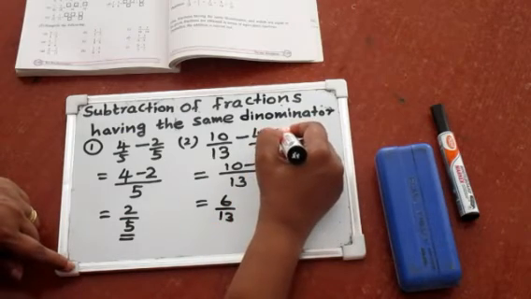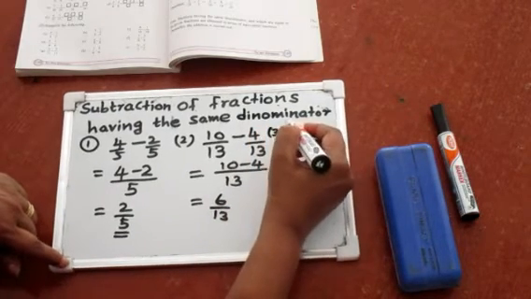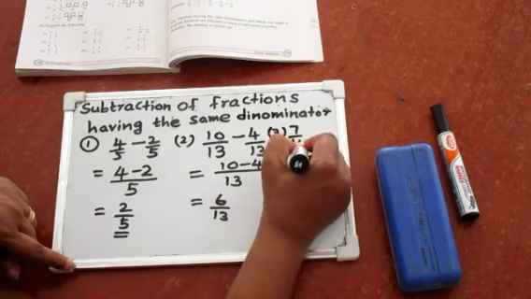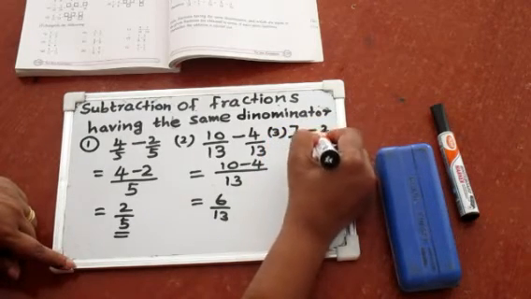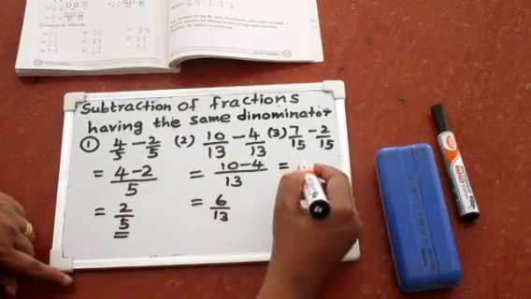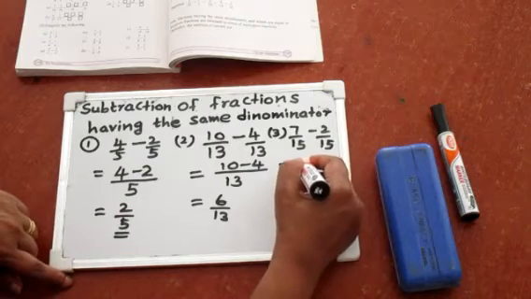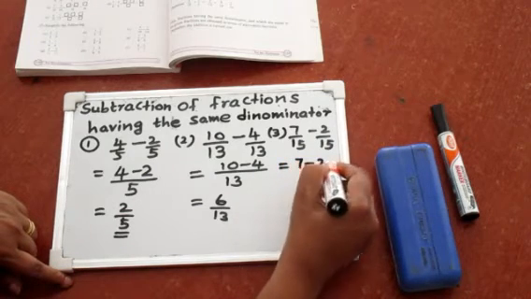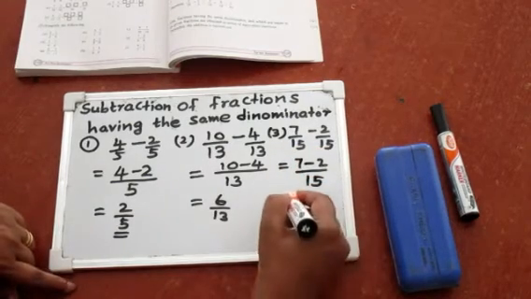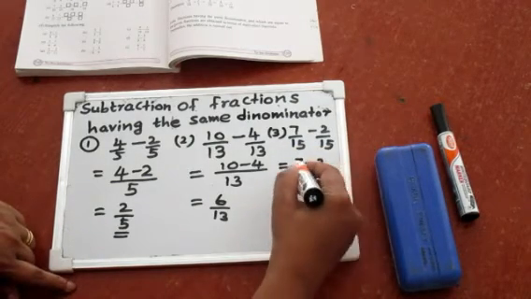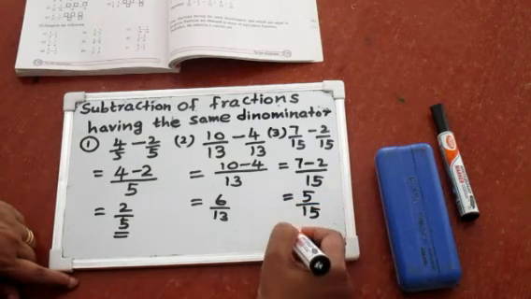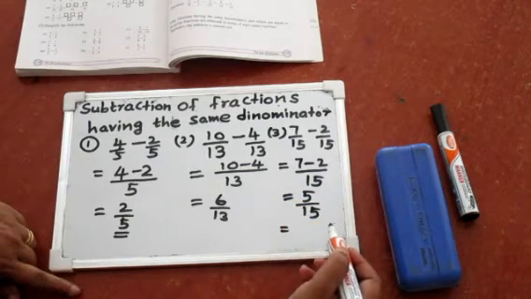Now see the third example. The third example is 7 over 15 minus 2 over 15. The fractions have the same denominator. So do subtraction of numerators: 7 minus 2 over 15. We should write the same denominator here. Then when 2 is subtracted from 7, we get 5. So 5 over 15. But here we have to write the simplest form of the answer.